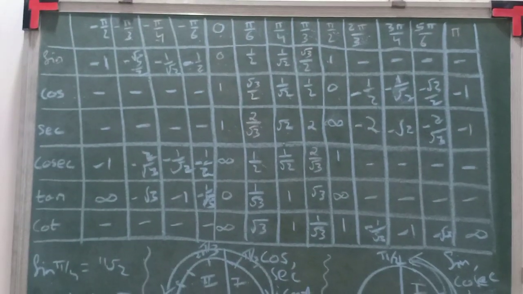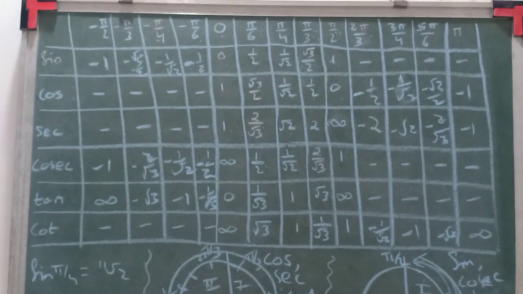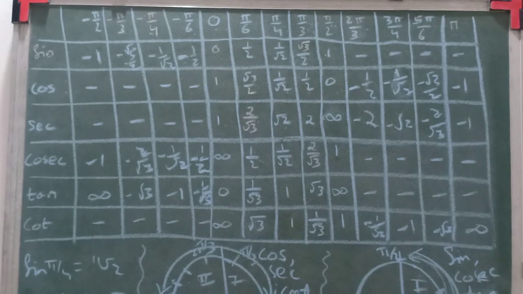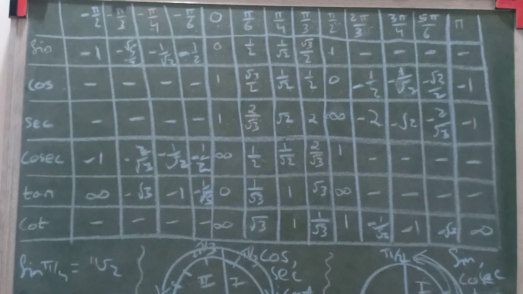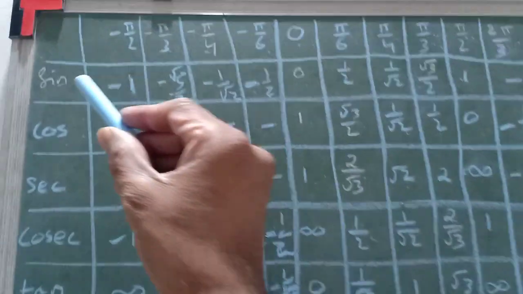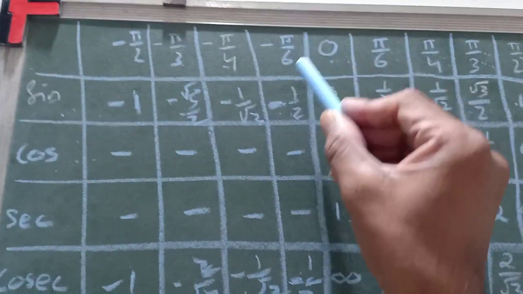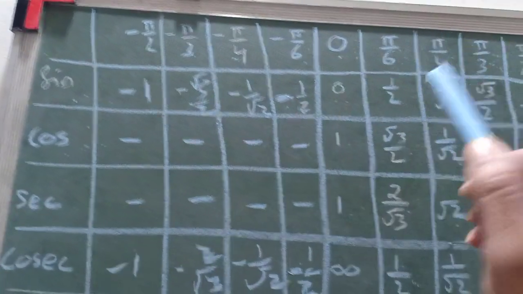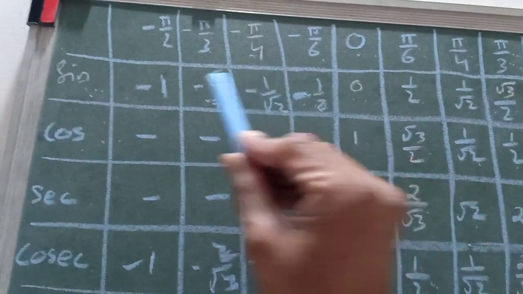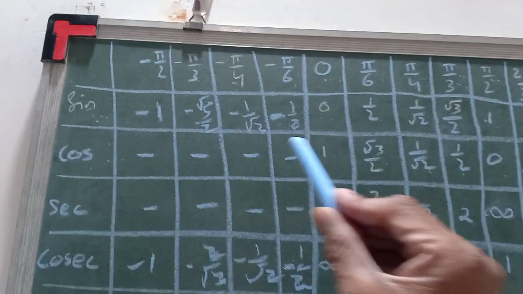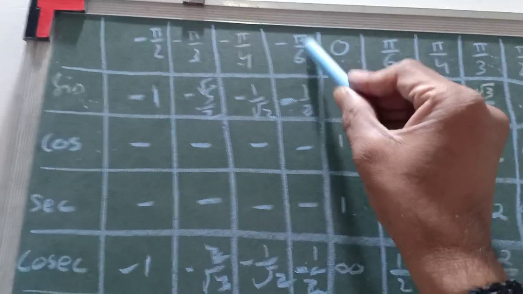Suppose you are asked to find the value of sine inverse of 2 pi by 3. But 2 pi by 3 is in the second quadrant, so we cannot find it. Sine inverse of minus pi by 6, as it is in the fourth quadrant, yes we can find. Sine of minus pi by 6 is minus 1 by 2, so, sorry, I made a mistake, sine inverse of minus 1 by 2 we want to find. From the table, see where minus 1 by 2 is lying: under the column of minus pi by 6. So sine inverse of minus 1 by 2 will be minus pi by 6.